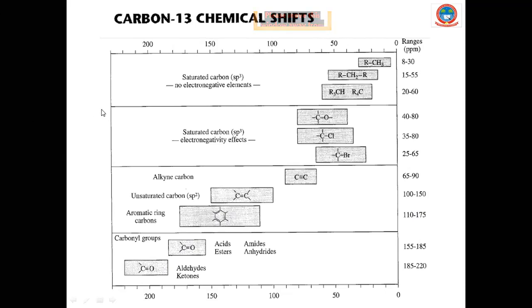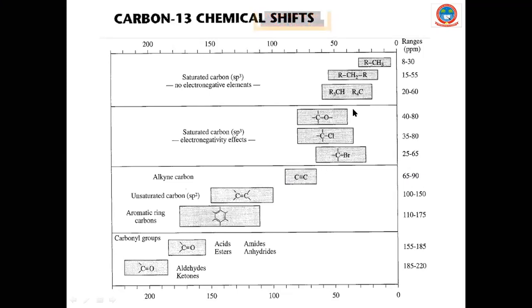sp2 carbon, if you find in the molecule, or if its values are given for carbon 13, if the values are above 100, clear cut, you can say the carbon must be sp2 hybridized. And if you find the values below 100, that is 90 or around 90 and 90 to 65, that is for sp hybridized. Means very rare compounds will contain this carbon triple bond. So very few chances are there for this peak. And below that, means below 65, you will find that the carbon is sp3 hybridized.